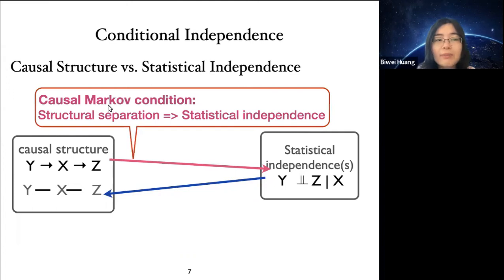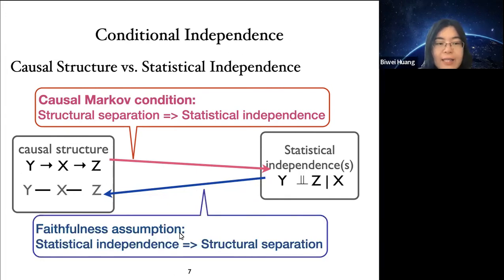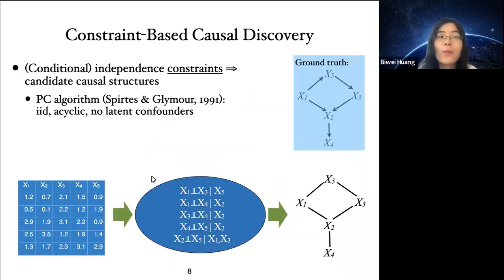Specifically, with the causal Markov condition, we can infer statistical independence from structure separation, and the causal Markov condition holds in general. Moreover, with the faithfulness assumption, we can infer structure separation from statistical independence. So, with the connection between causal structure and statistical independence, we can now make use of conditional independence constraints to infer the causal structure. One of the most well-known algorithms along this line is the PC algorithm.